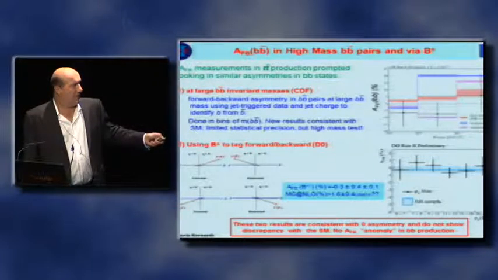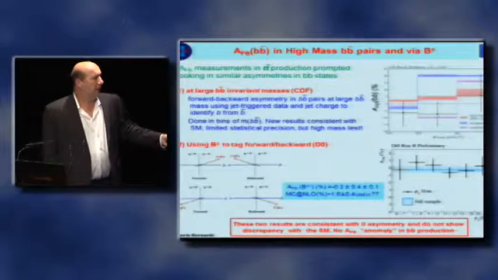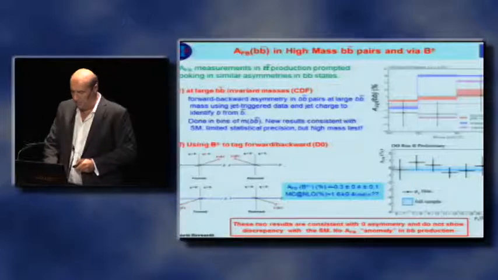We don't know the systematic uncertainty yet on this value, but you see that these numbers are consistent with zero, and basically we don't see anomaly in the BB production. So in TT bar, what is the status?